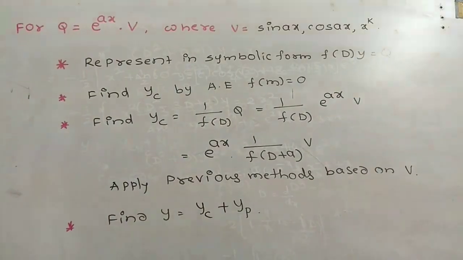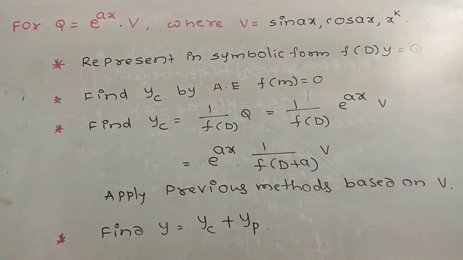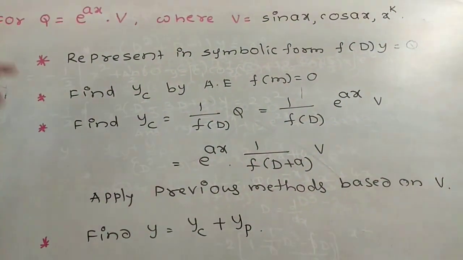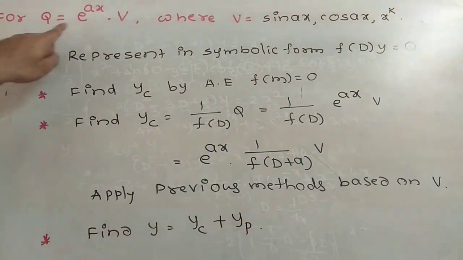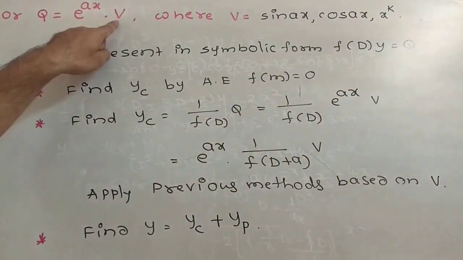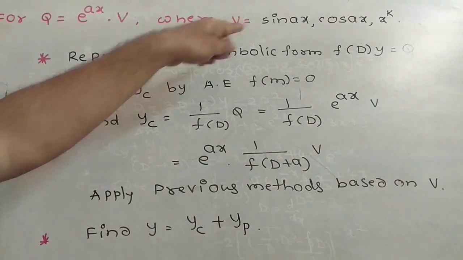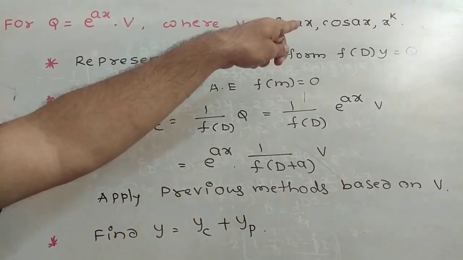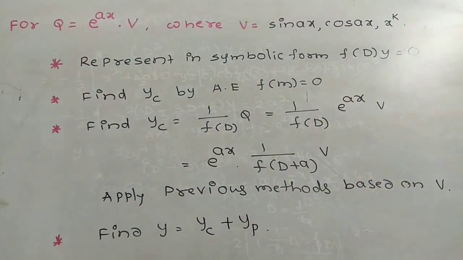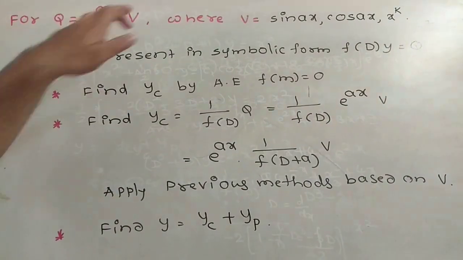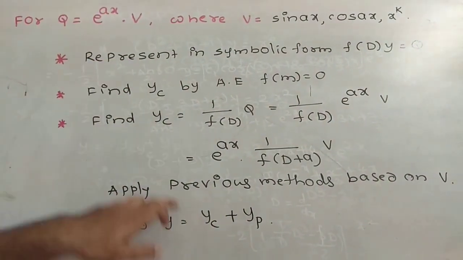Now this is the next continuation of your higher order ordinary differential equations. If the right hand side looks like e power ax into v, where v stands for either sin ax, cos ax or x to the power of k, then based on that you are going to have this particular procedure.